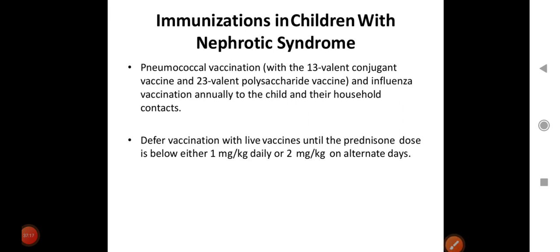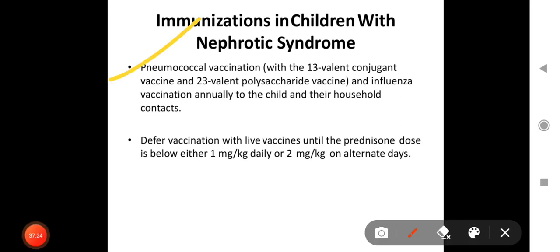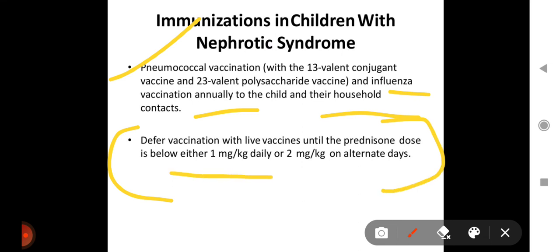Immunization, what has to be kept in mind for immunizing the child with nephrotic syndrome? Encapsulated organisms, pneumococcal vaccination is to be given, influenza vaccination annually, and even to their household contacts. Defer vaccination with live vaccine until the prednisolone dose is below either 1 mg per kg daily or 2 mg per kg on alternate days.